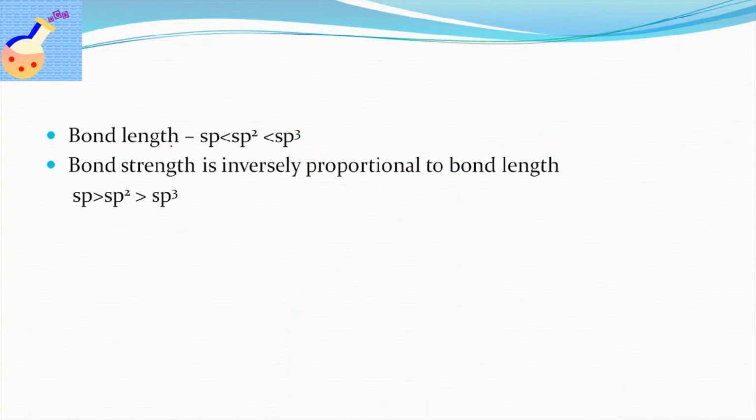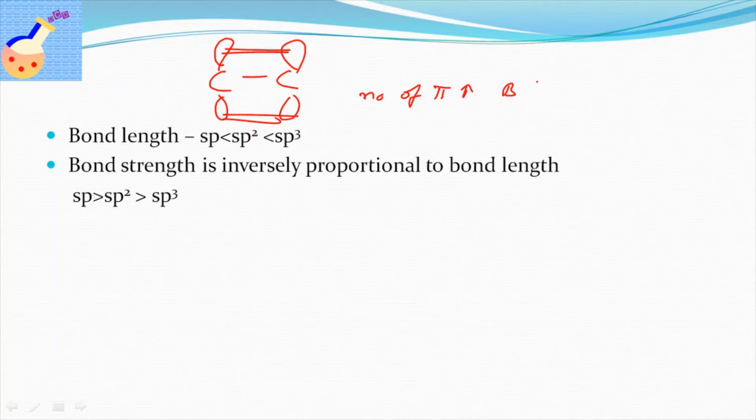Coming to the bond length. You know that bond length means the distance between the two atoms, right? And the bond length depends upon the number of pi bonds. Because a pi bond is formed by sideways overlapping, the atoms come close together. That means bond length decreases. So as the number of pi bonds increases, bond length decreases. Got it? Now the order of bond length will be sp3 greater than sp2 is greater than sp.